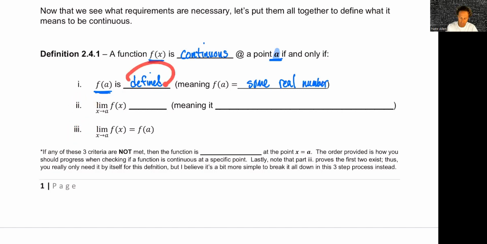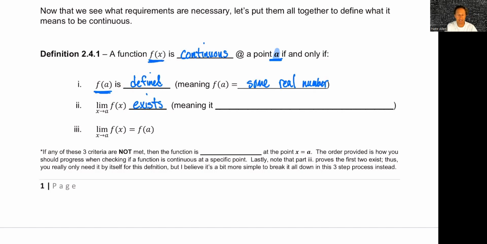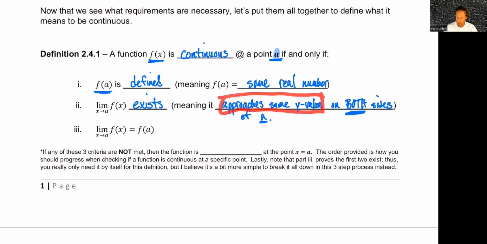So first it has to be defined: plug in the value, get a number out, move to step 2. Step 2 says the limit of our function as we approach that value a exists. That means from both sides of a, we get the same y value. In words, it approaches that same y value as we approach from both sides of the x we call a in this case. And then the last step is basically already done for you if you've gone through steps 1 and 2.